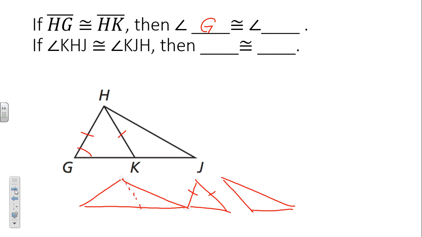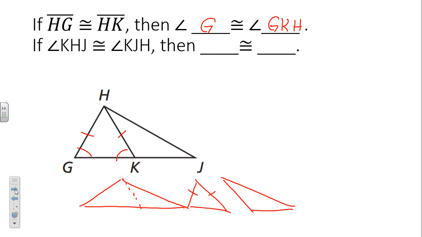Can we use a single name for this angle? How many angle K's are there? So we have to call this angle GKH or HKG. As long as K is in the middle of those 3, we've got a valid name. Okay?